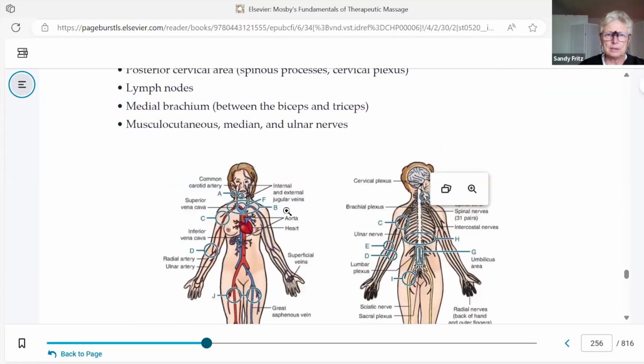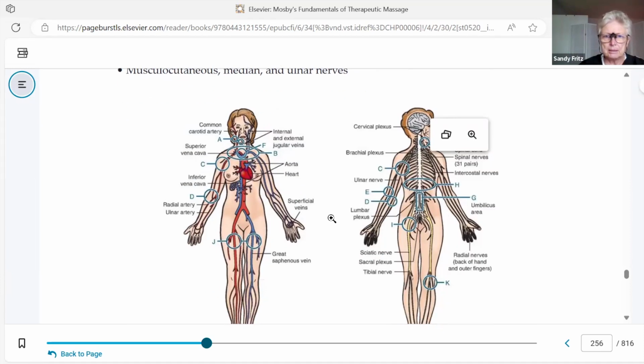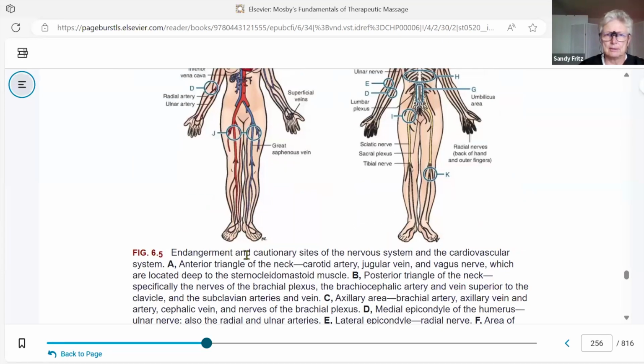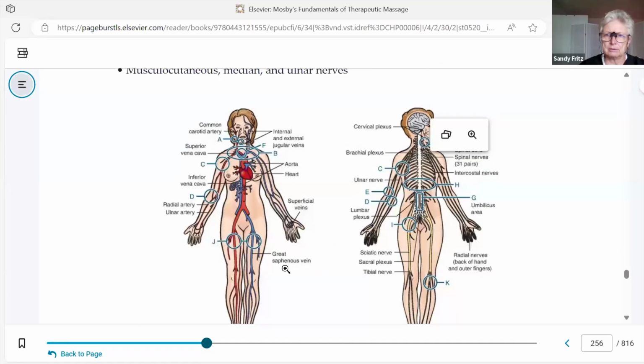So you would probably avoid the eyeball, right? But the area in the back of the knee where there's the popliteal artery, you wouldn't avoid it. You would just alter your pressure. So some of these are a total avoidance area, and others of these are more adaptive.